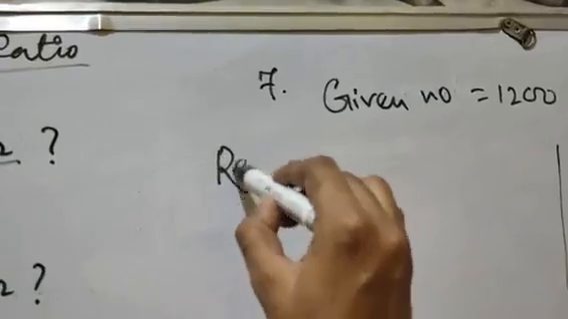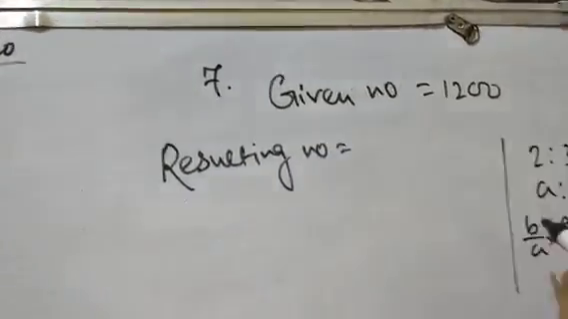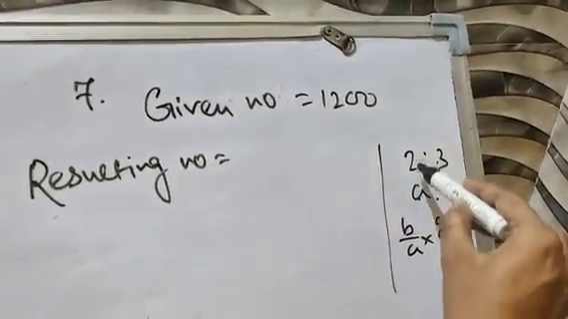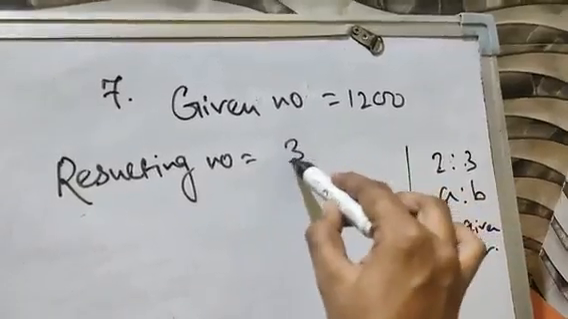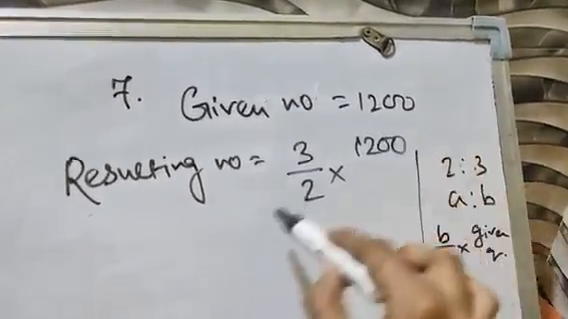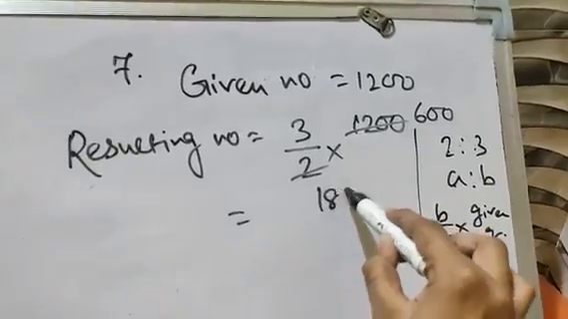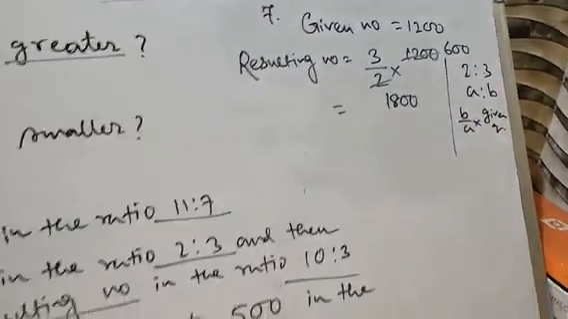Therefore, what will be the resulting number? The resulting number will be B by A. So B is 3, A is 2. So B by A means 3 by 2 into given quantity. Given quantity is 1200. Now reduce. It is 600. So 3 into 600 means 1800. So the resulting number is 1800.